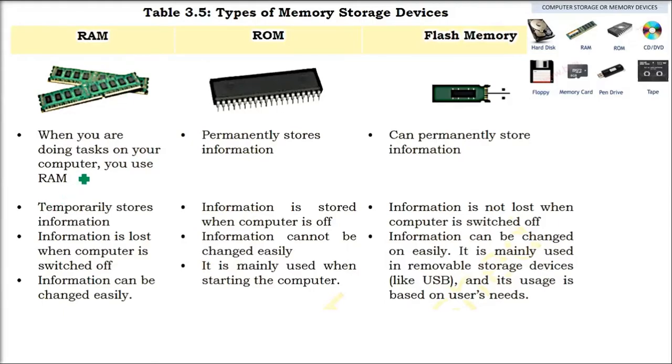Okay, RAM. When you are doing a task on your computer, you are using RAM. That is, RAM is random access memory. It will keep your data temporarily for faster access. It's a faster memory. ROM permanently stores information. Like your BIOS, when your computer starts, where will the data come from? From where is the information going to be taken? ROM. Flash memory can permanently store information.